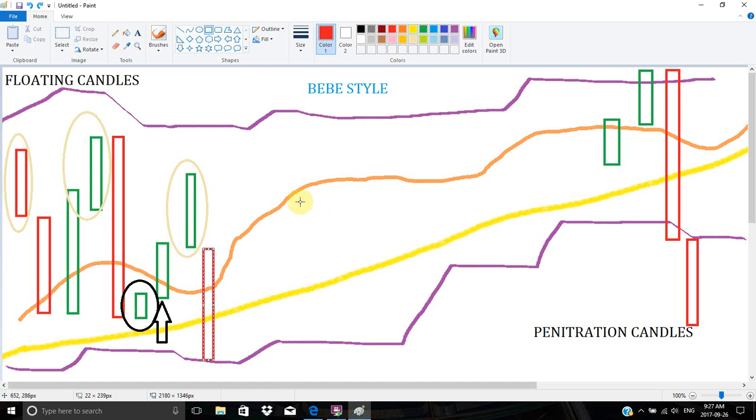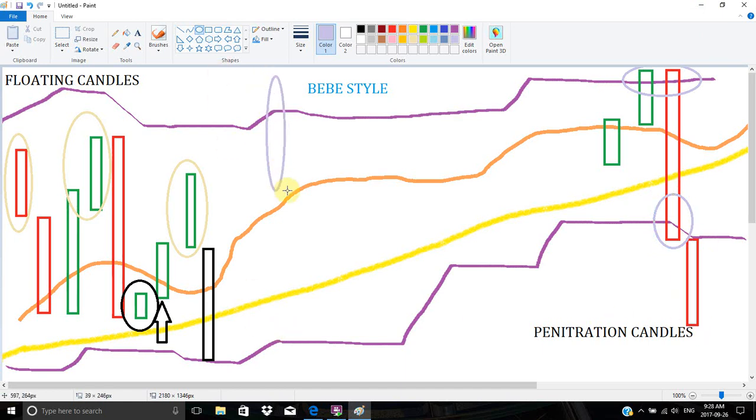But so floating candles and penetration candles, or penetrating candles, whatever you want to call it, or piercing candles. So basically, what on earth is a penetrating candle? A penetrating candle is when it closes above the Bebe bands on any time frame. Closes, very important, because that's a whole different story if it doesn't close. Closes below or above the Bebe bands. So what does this mean? If this closes above, that's telling us it's got a lot more to go up. And if it closes below, then that means it's got a lot more going down.